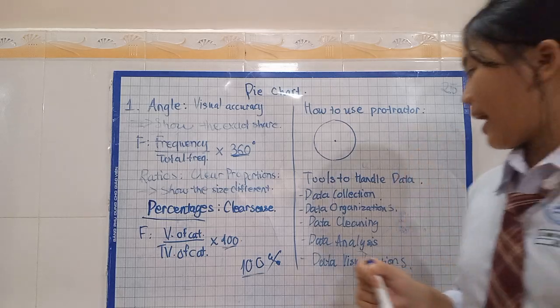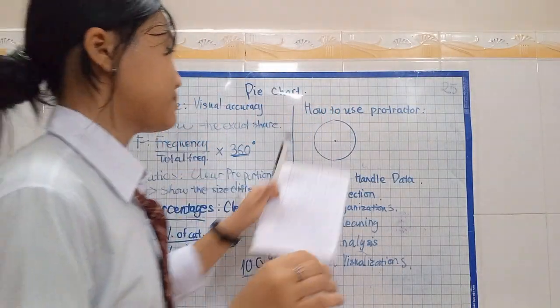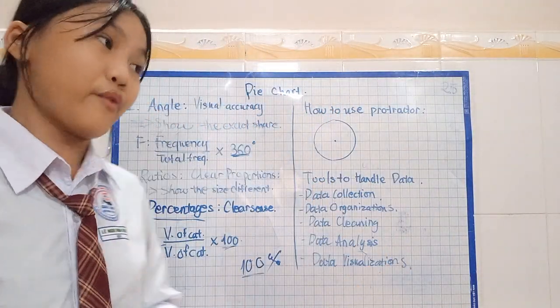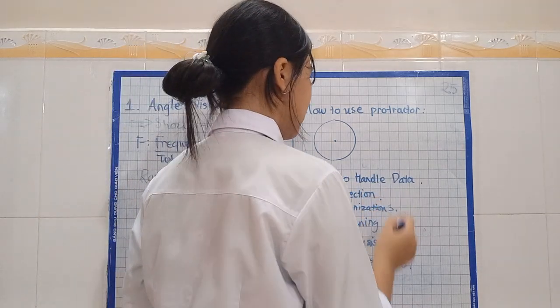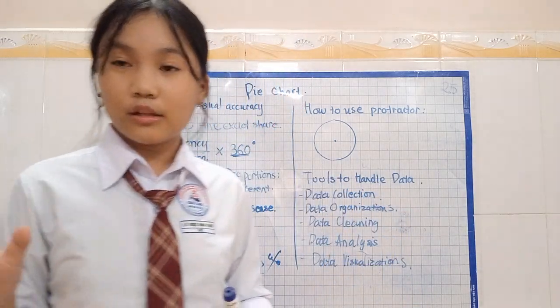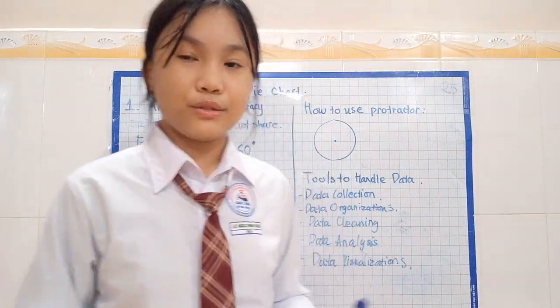So now let's look at the tools to handle data first before we move on to how to use a protractor. First is data collection. On data collection, there are a lot of ways for you to do it.